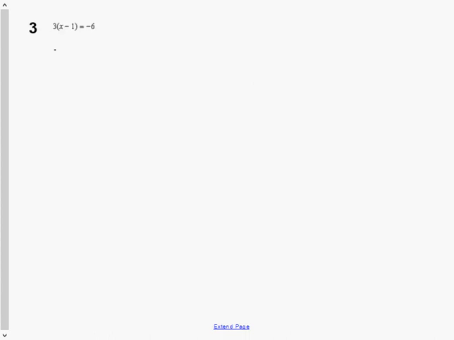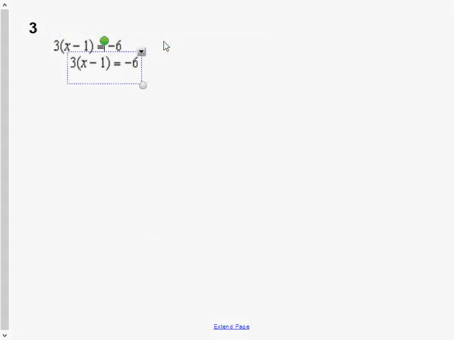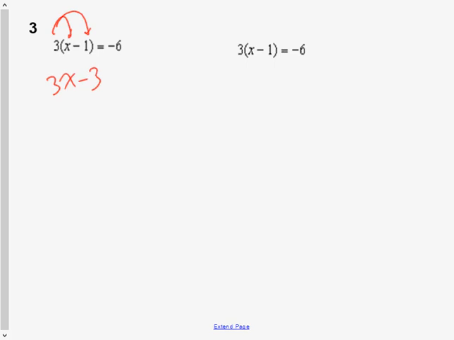Question 3, it just says solve. So there's 2 ways you can do this question. Now remember, I'm going to just duplicate it here. So I'm going to take this and I'm going to duplicate or clone it, bring it over here. So the first way is to expand. So instead of saying 3 groups of x minus 1, I can say I have 3 x's and I have a minus 3 because I have 3 negative 1s.